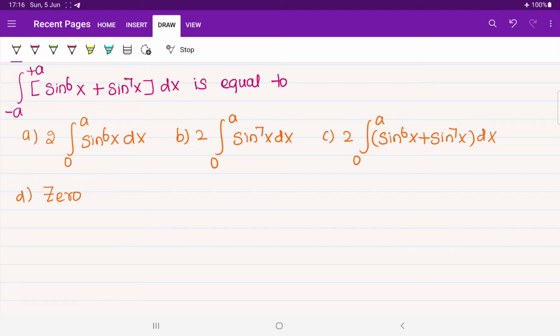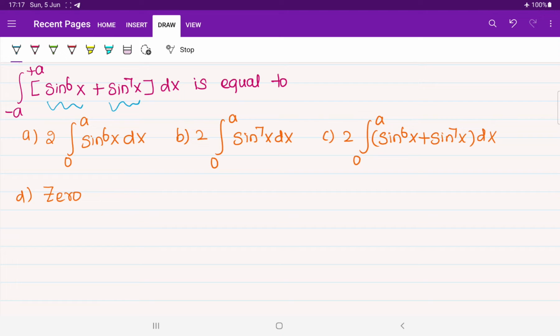Okay, let us look into the solution. The given function lies between minus a to plus a, and the value of the integral of sine power 6x plus sine power 7x into dx is equal to dash. Options were given. Now how to bring the answer for this function?